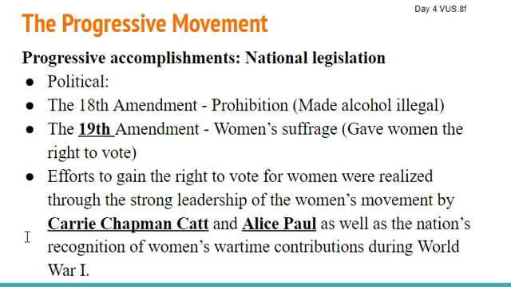And there was the 19th Amendment, which was women's suffrage. And remember, suffrage means to vote. And the 19th Amendment gave women the right to vote. And efforts to gain the right to vote for women were realized through the strong leadership of the women's movement by Carrie Chapman Catt and Alice Paul, as well as the nation's recognition of women's wartime contributions during World War I. So World War I we'll get into more later, but while men were fighting in World War I, lots of women started working in factories, and they realized, you know what, we do a good job, so they ended up getting the right to vote.